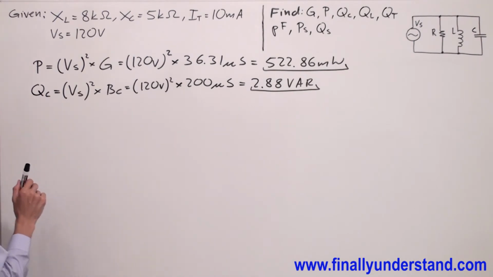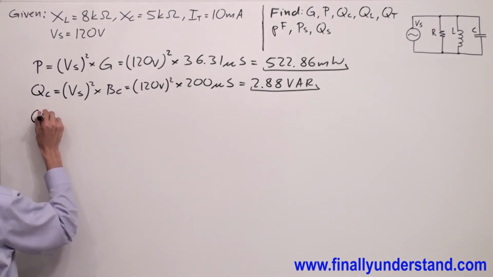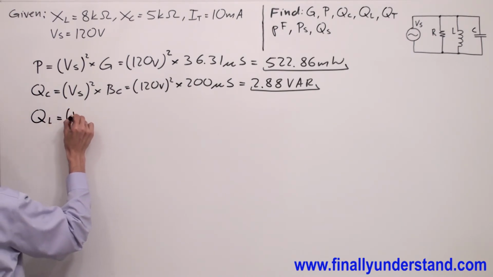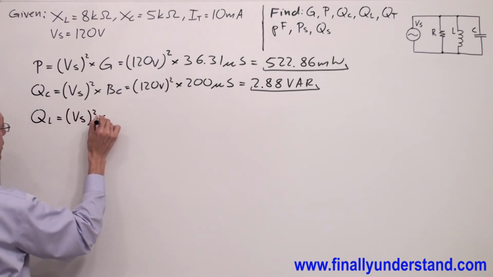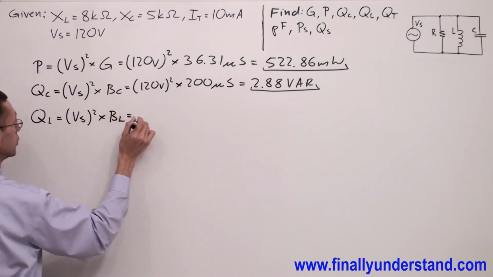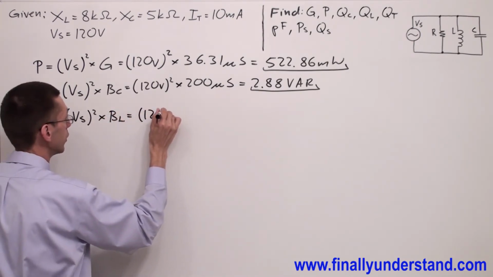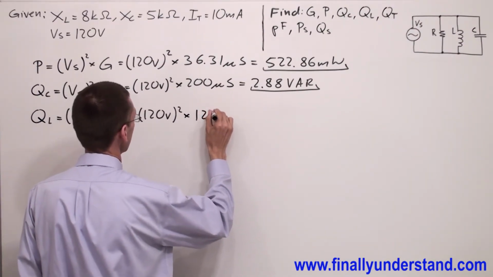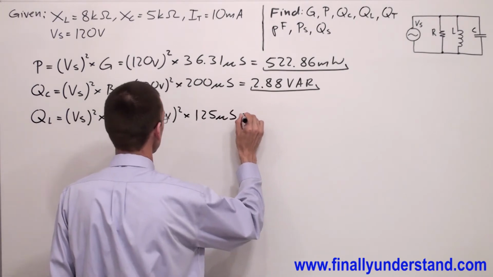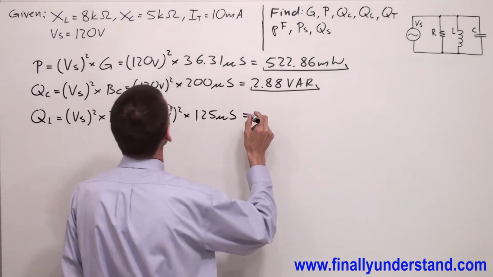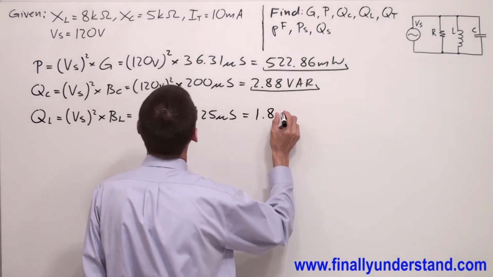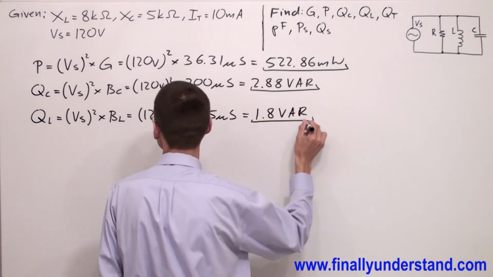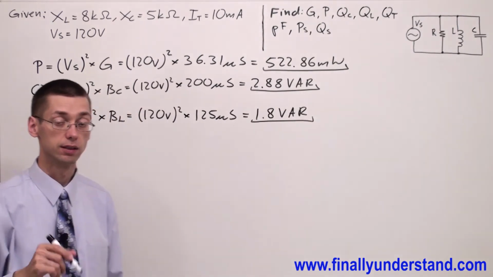Next, we're supposed to find the reactive power at the inductor. QL is equal to the voltage source raised to the second power times BL, which is equal to 120 volts raised to the second power times 125 microsiemens. This is equal to 1.8 volt ampere reactive. Okay, so this is the reactive power at the inductor.